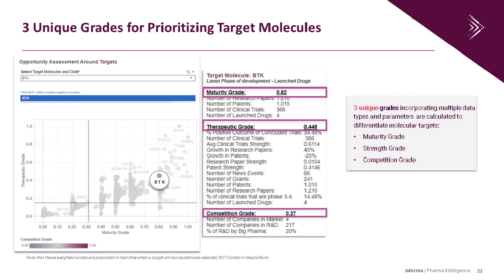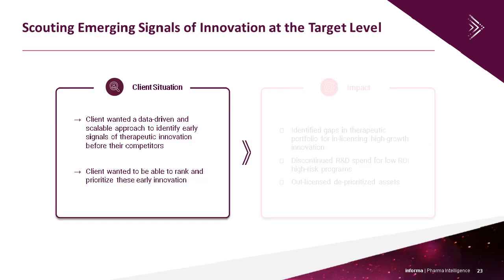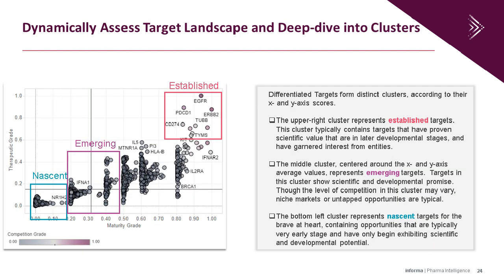The app is actually three-dimensional, with the maturity grade on the x-axis, the therapeutic grade on the y-axis, and the color represents the competition. To give you an example of how you could actually use an application like this, we recently were working with a customer who is looking for emerging innovation. Most importantly, this customer wanted to be able to compare the innovation continuously as events occurred.